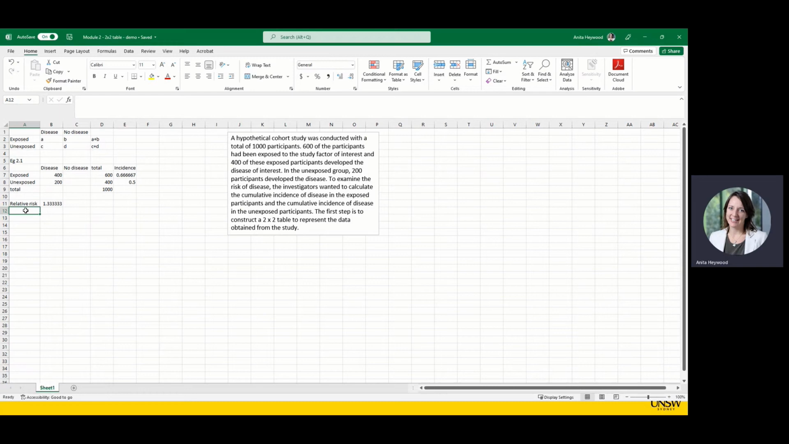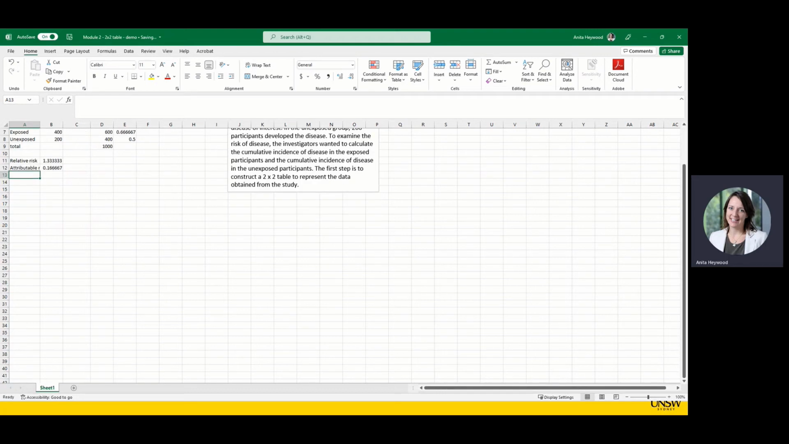Our attributable risk is the incidence in the exposed minus the incidence in the unexposed to give us 0.166, so 16%. So that's the attributable risk.